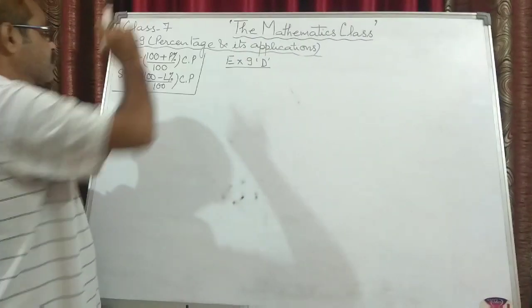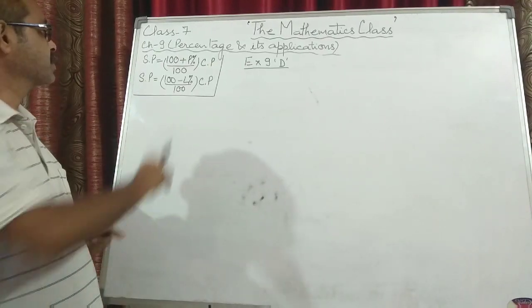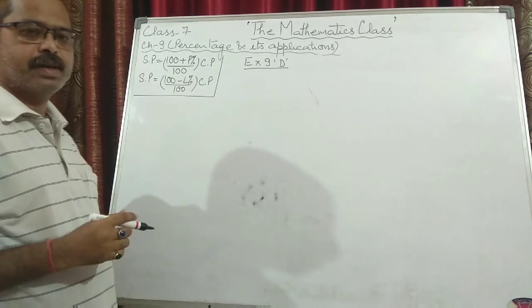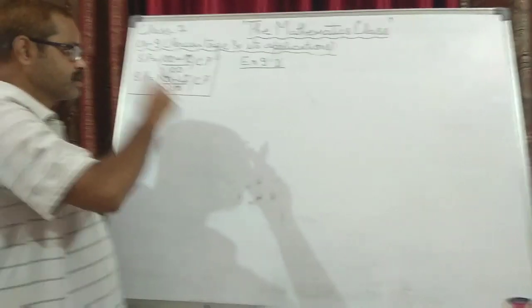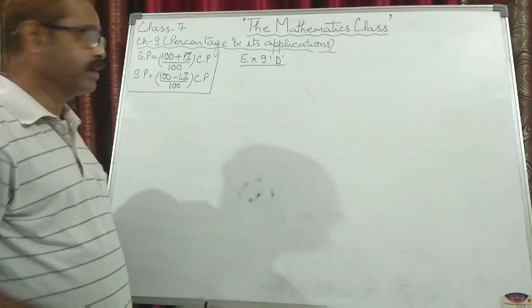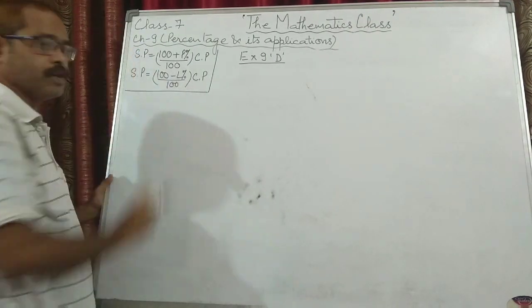Mathematics class. This class is for class 7 and the chapter that we are discussing is percentage and its applications. In the previous class we discussed profit and loss, but in this class we are going to talk about exercise 9D, and we will be learning about the application of these two formulas.